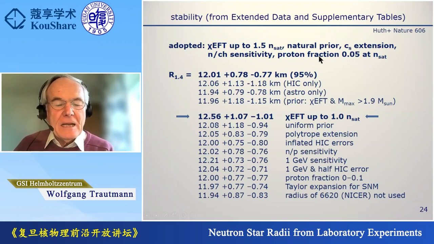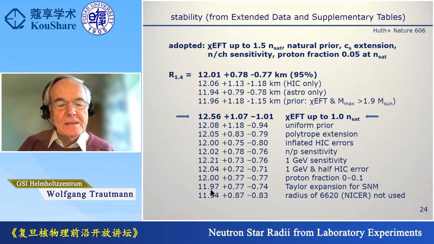And this table here shows what has been tested. Many of these choices have been tested by doing alternative analyses, and there's a whole list of them. Instead of the natural prior, a uniform prior was used. The difference is 70 meters in the radius of the 1.4 solar mass neutron star. Instead of 12.01, you get 12.08.